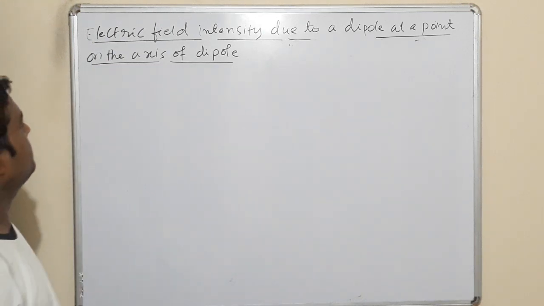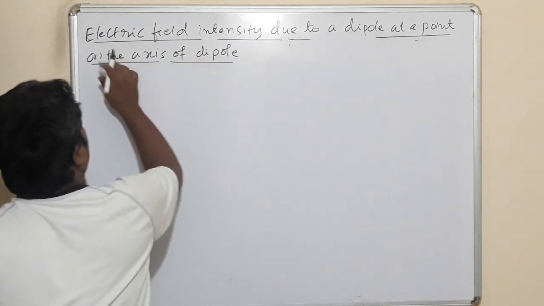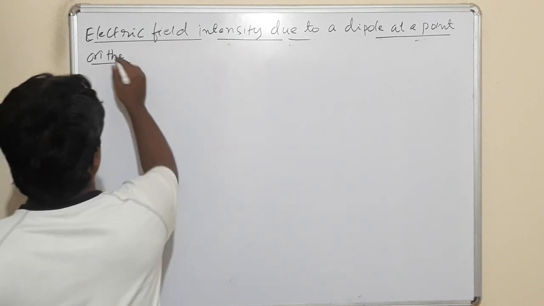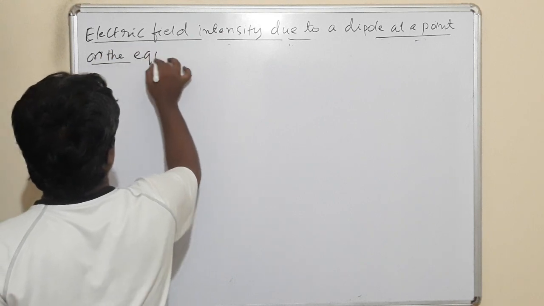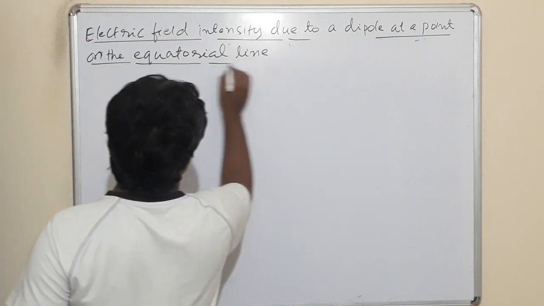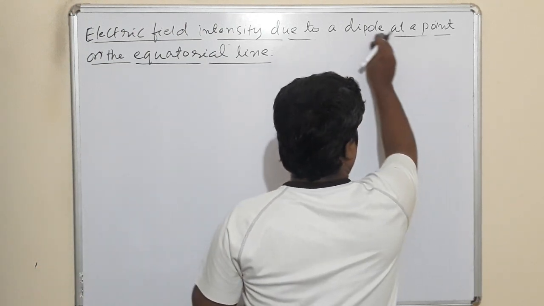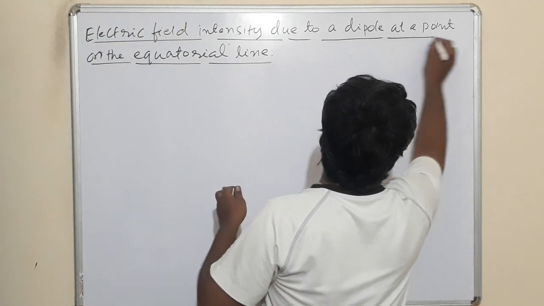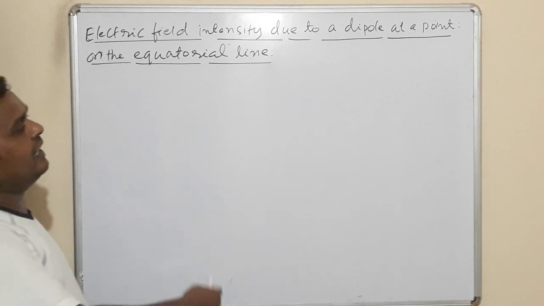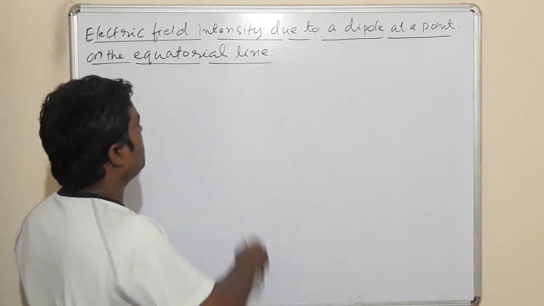Now we'll see the second derivation: electric field intensity due to a dipole at a point on the equatorial line, or in the equatorial plane. In the beginning I told you what the equatorial line and axial line are. Axial line is a straight line passing through both the charges. Equatorial line is a line perpendicular to the dipole axis and passing through the center of the dipole. Same description you can write again.